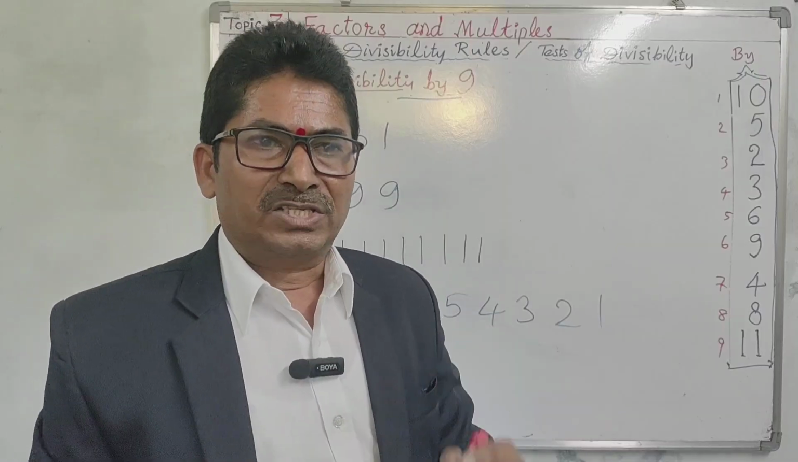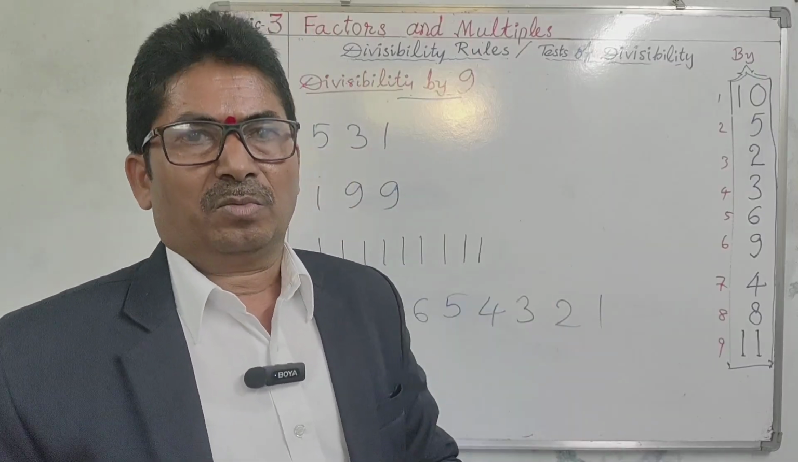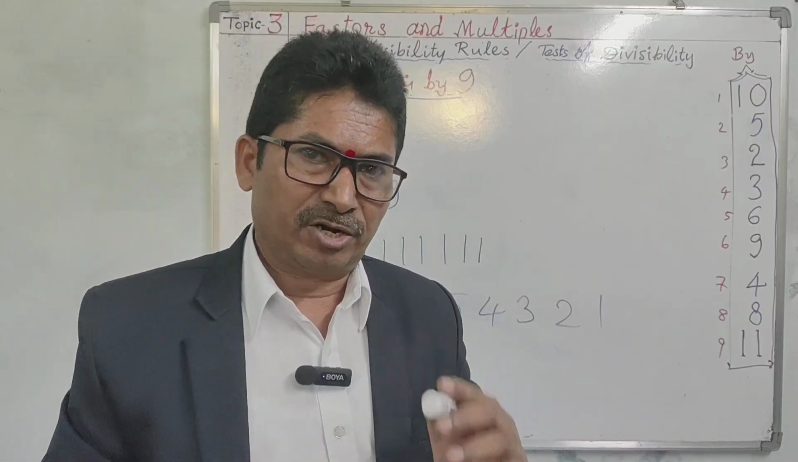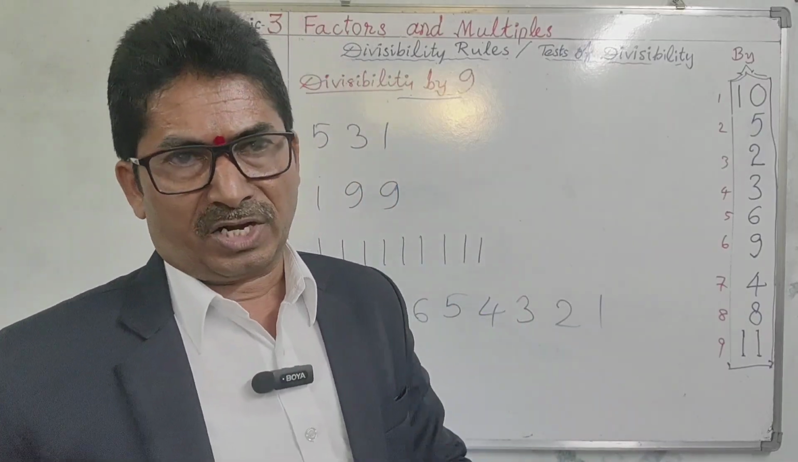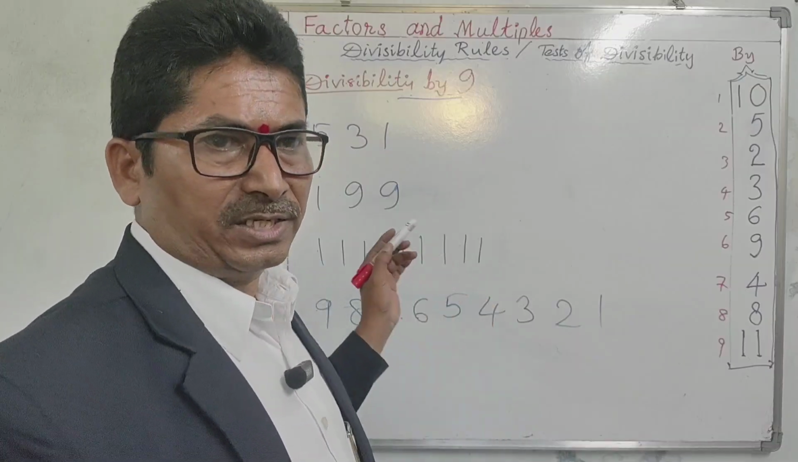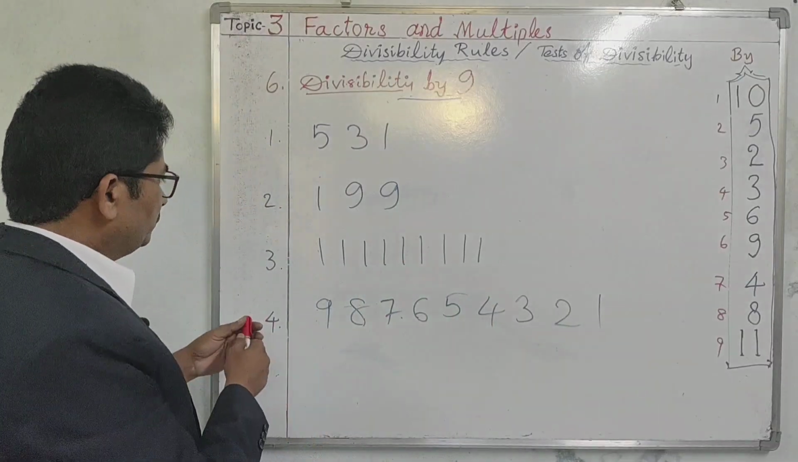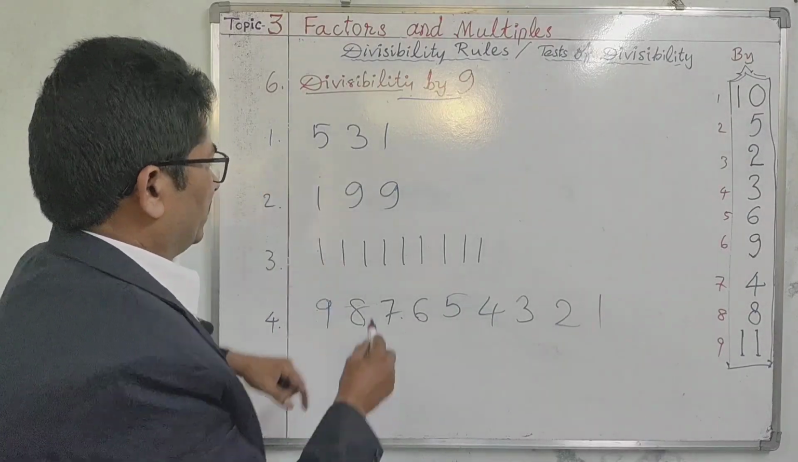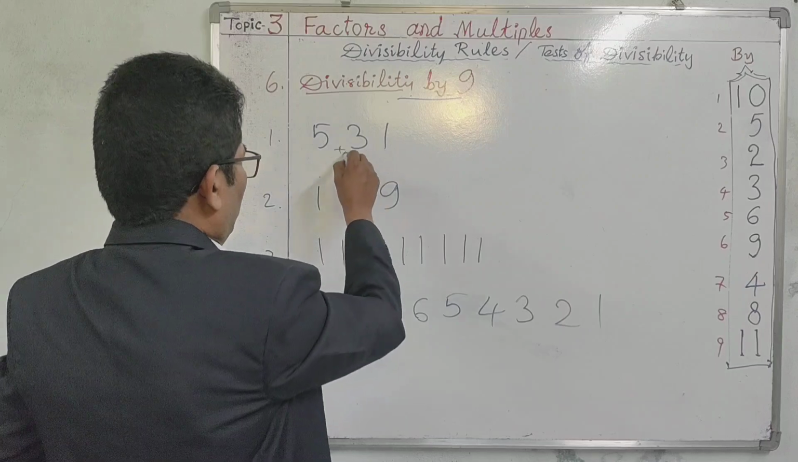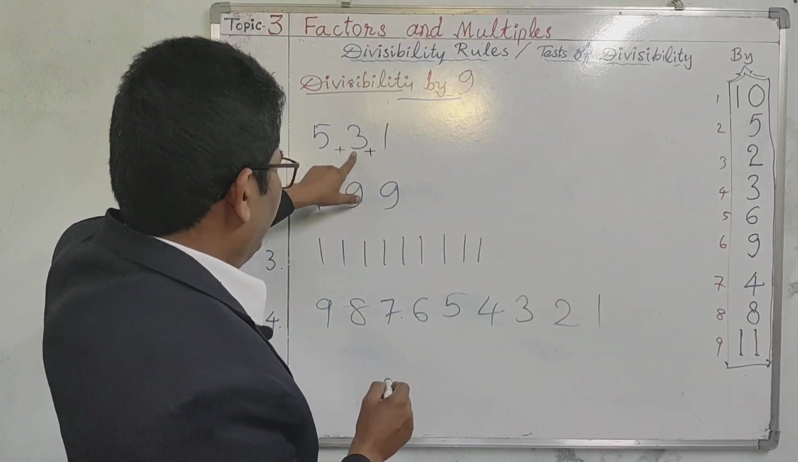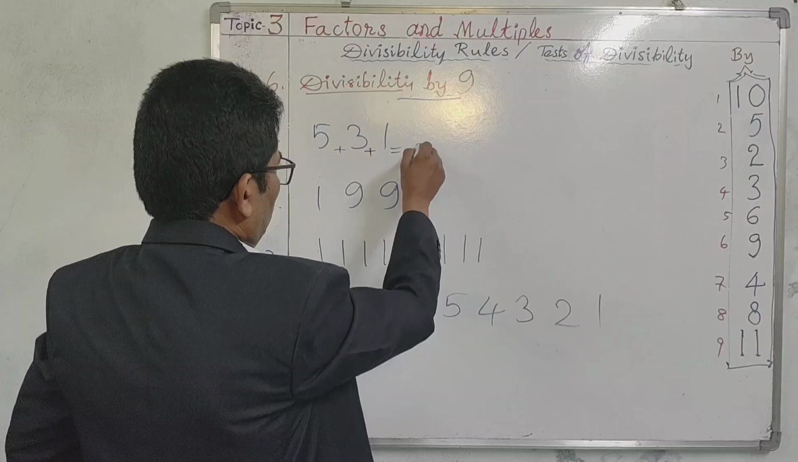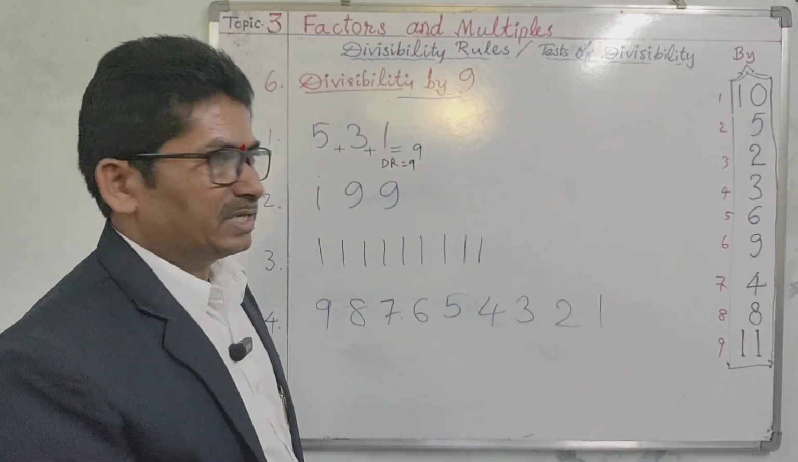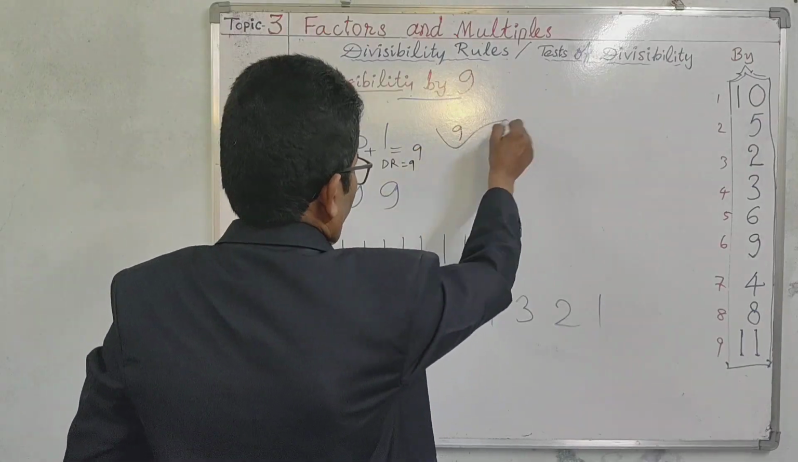Once again, what is the second rule? If the digital root of a number is only 9, then the number is exactly divisible by 9. To understand this rule, let us see some examples here. First one, 531. Is this divisible by 9? 5 plus 3, 8, 9. So digital root is 9. So it is exactly divisible by 9.